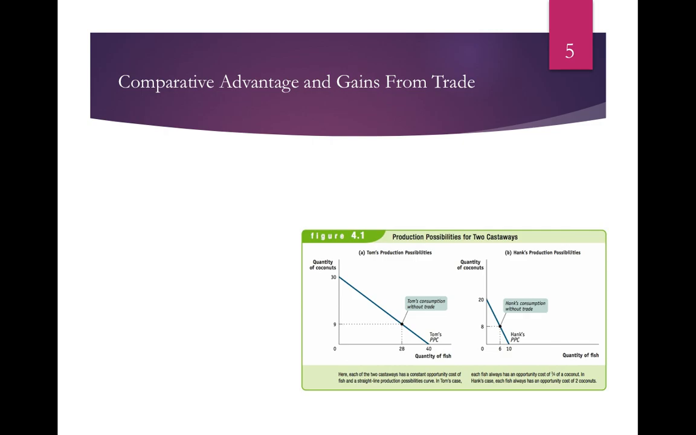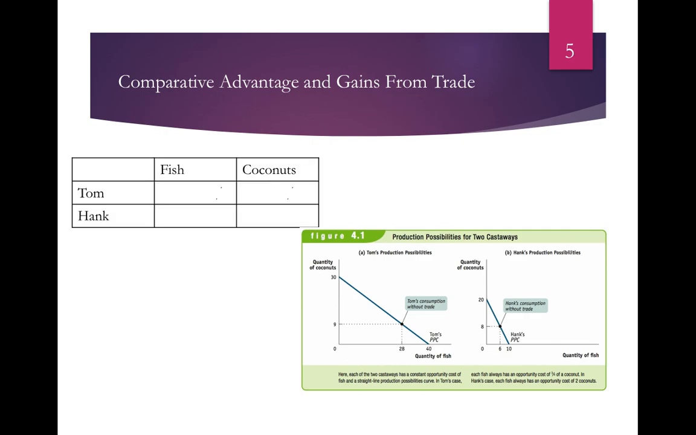So let's take a look at an example from the Krugman book here. We're looking at two castaways, Tom and Hank, and they can do two things: pick coconuts or catch fish. Okay, so we're going to look at what their production possibilities are. Right. So if we're looking at Tom, Tom can either catch 30 coconuts or 40 fish.